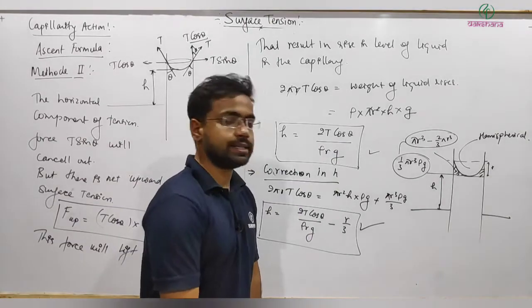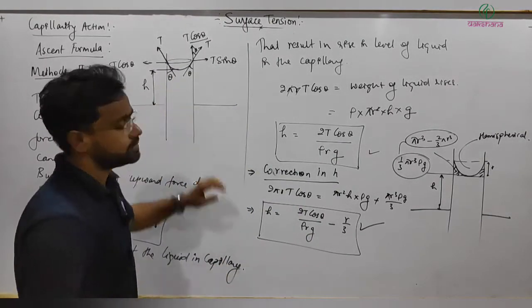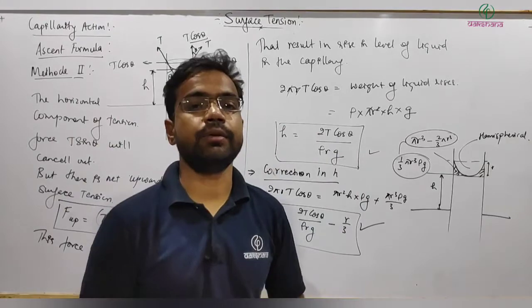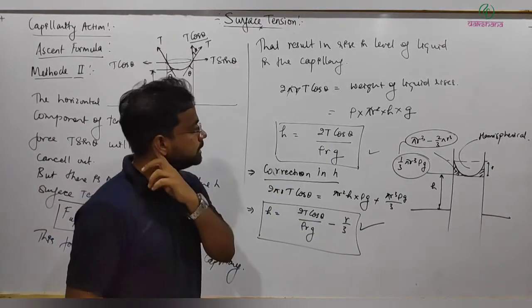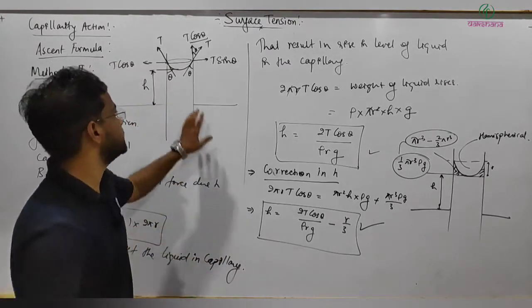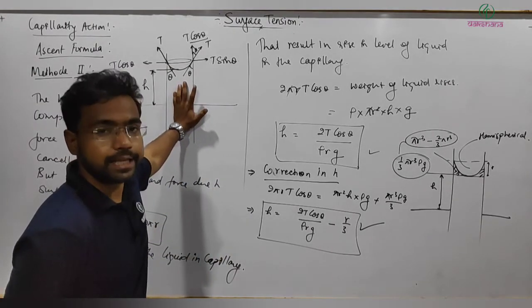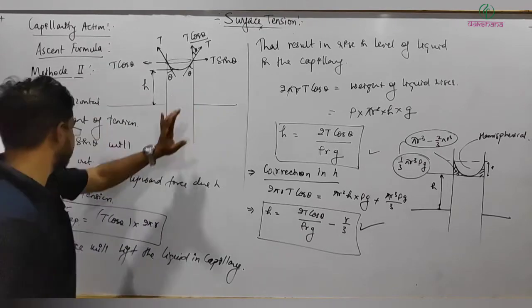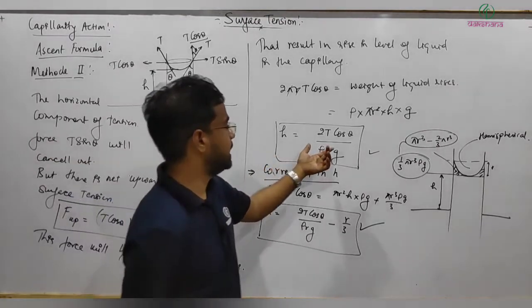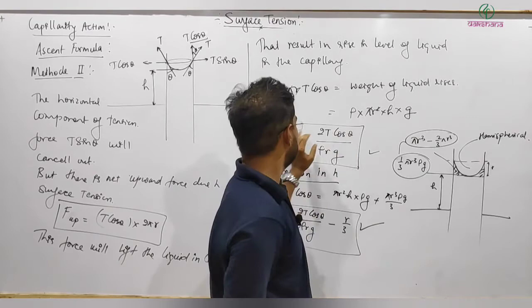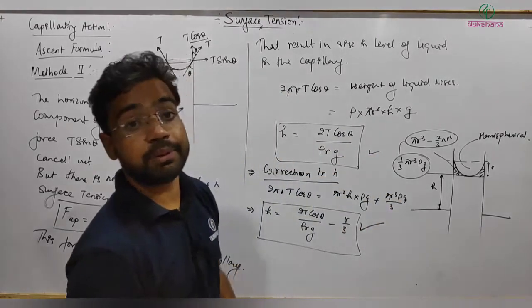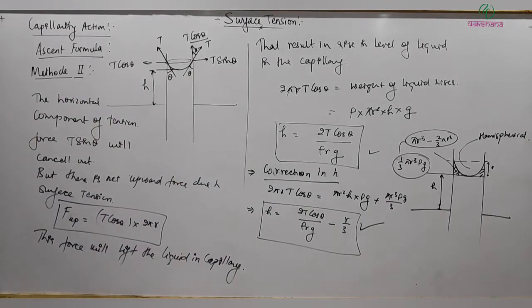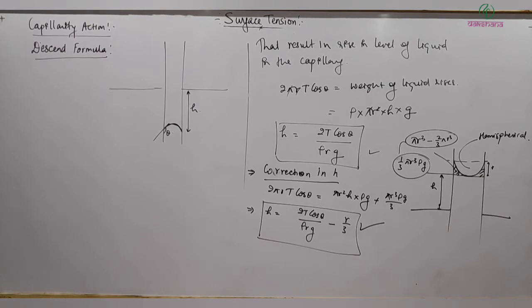Another important thing here is that the same formula is valid even when the liquid is depressing or descending. The thing is that if the liquid is depressing, in that case theta will be greater than 90 degrees, then cos theta will be negative. So automatically h will be negative. That means it is giving you the depression also, right? So let me just write that case. So the descent formula also we can write.